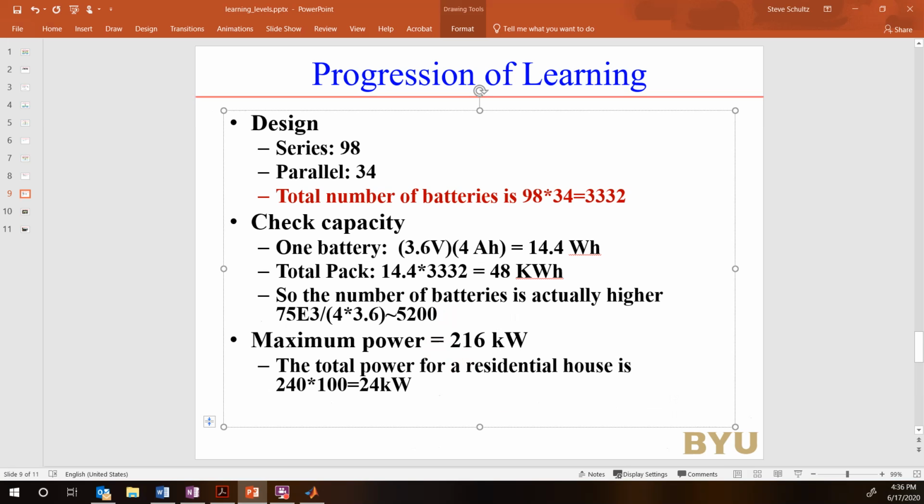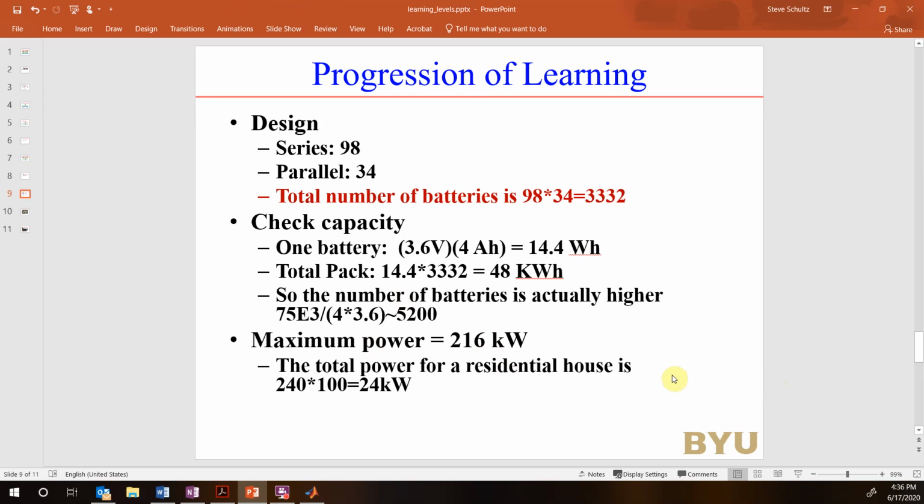Just to get an idea what this means, a residential house has 240 volts coming into it, and a typical house has a maximum of 100 amps. So your total house can only supply 24 kilowatts of power. The battery pack for this car is like 10 houses, the equivalent power of 10 houses, just to give you the idea of how much power can be delivered by these batteries into these cars.